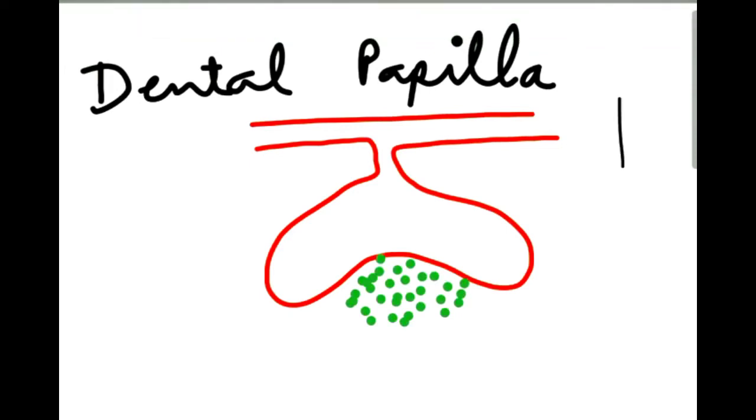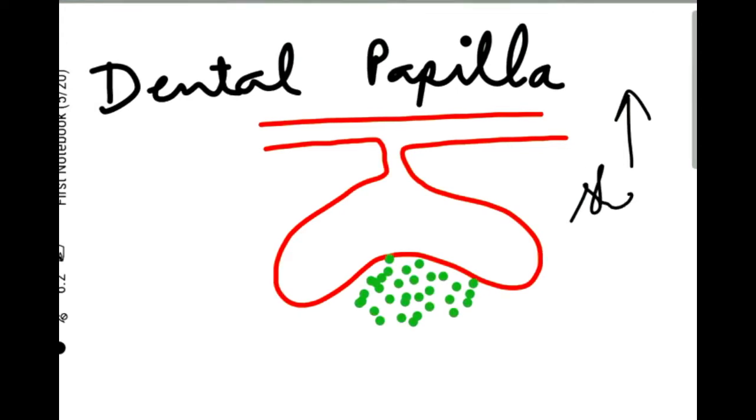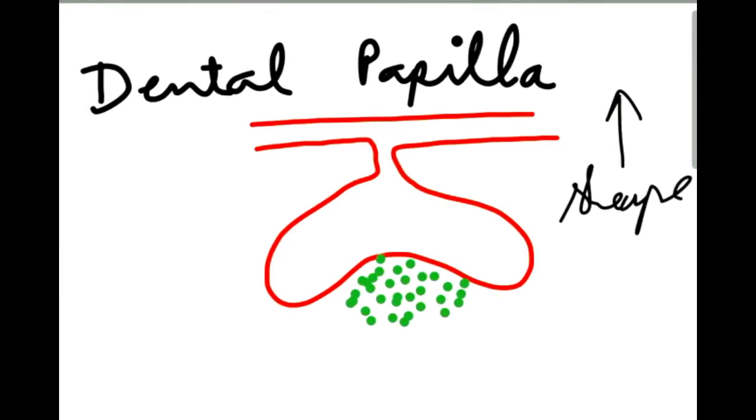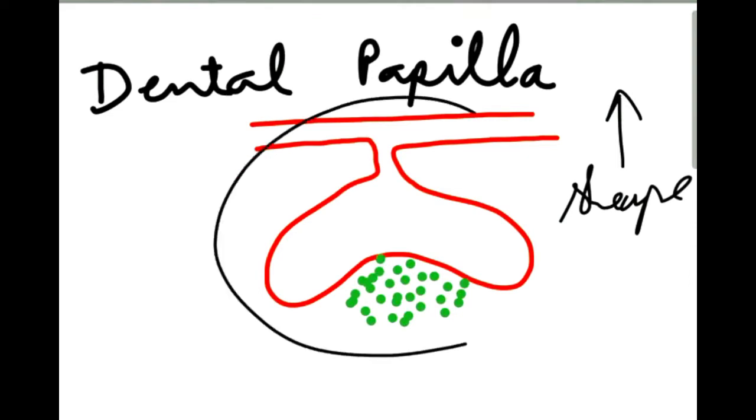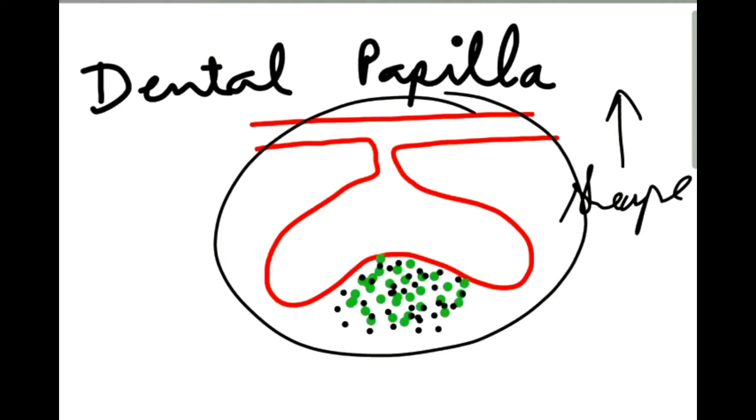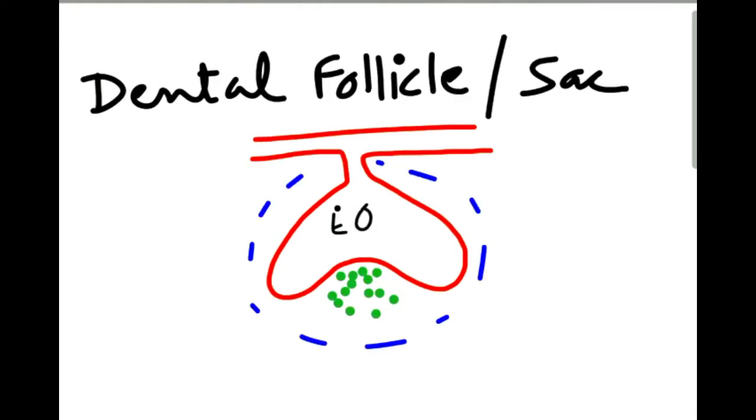Okay, what is dental papilla? As the proliferation of the cells continues, the enamel organ increases in size and changes its shape. Now, as it grows and changes in shape, it takes the shape of a cap. In the depression of the cap, the ectomesenchymal cells begin to condense, and these condensed ectomesenchymal cells are called the dental papilla.